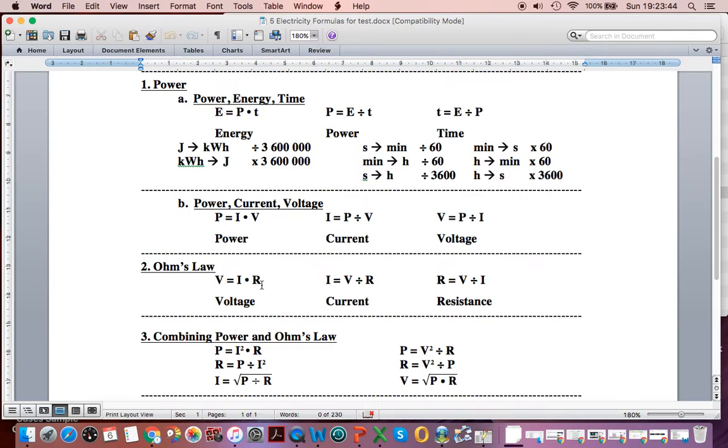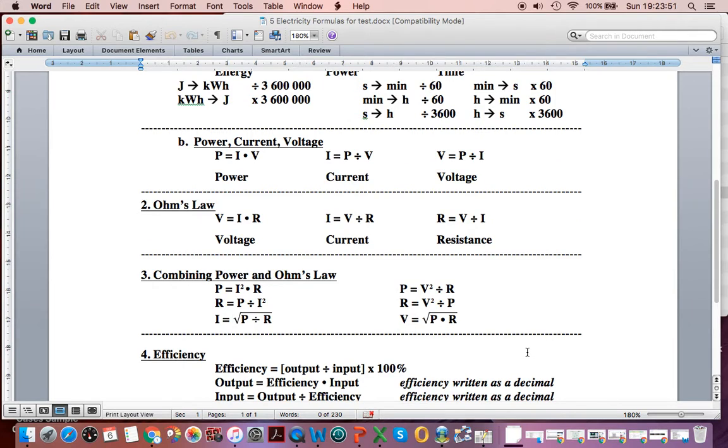Ohm's law is review from last year. This tells you how to find voltage, current, and resistance. The combining is a lot tougher, but not really. You can really short circuit things. So if you're after power and you're given current and resistance, use this formula. If you're after resistance and you're given power and current, use this formula. So these have all been rearranged.